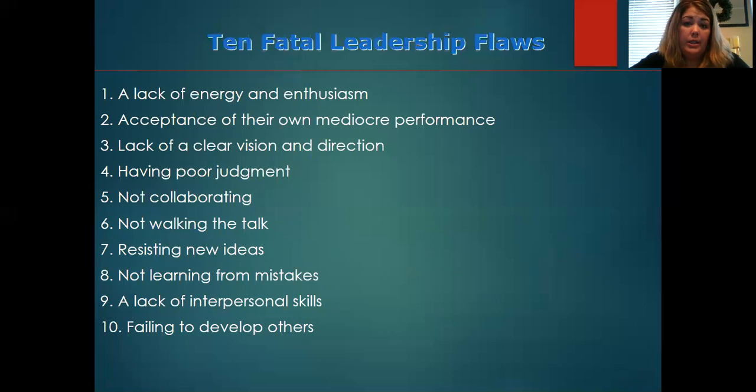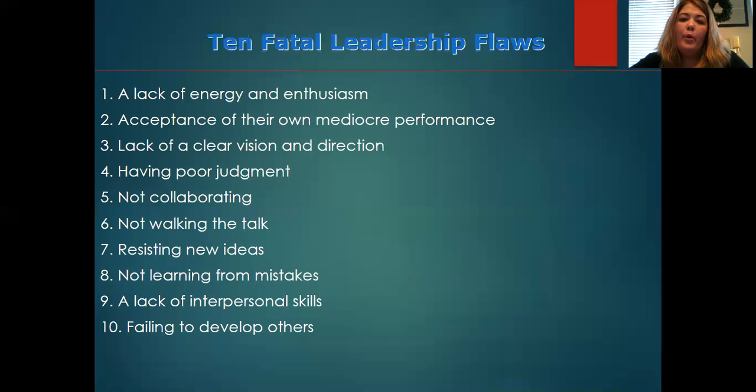Having poor judgment, obviously, is a flaw for a leader. Not collaborating. We speak of this all the time within leadership and management as well. Being a leader means that you're willing to collaborate with others and know that your ideas are not the only ideas, and that you look to others for their expertise to help you as you lead through a project.